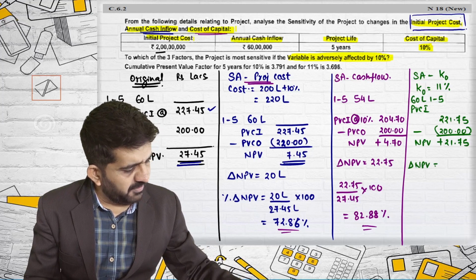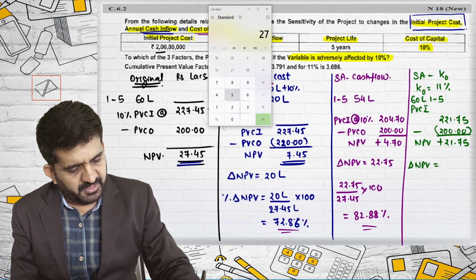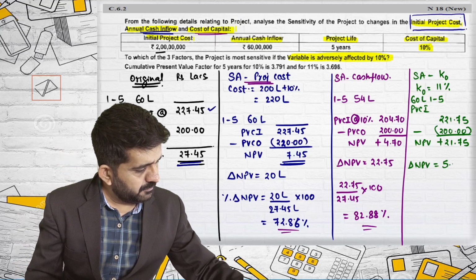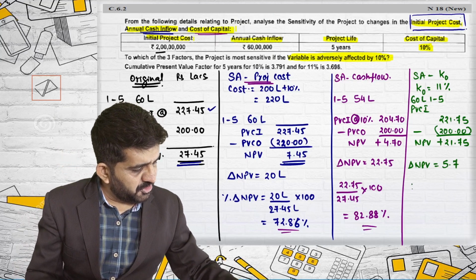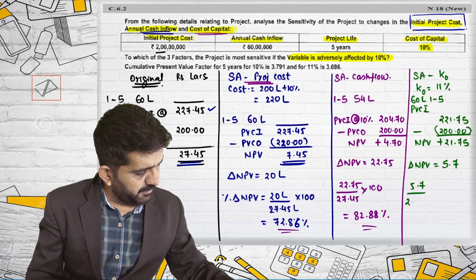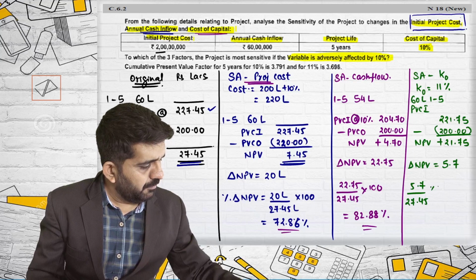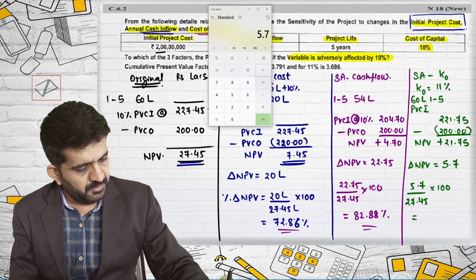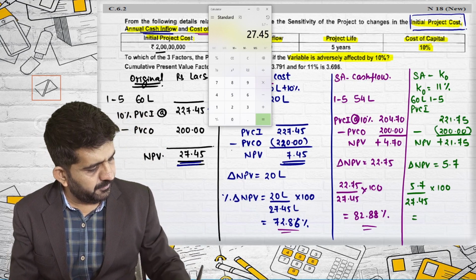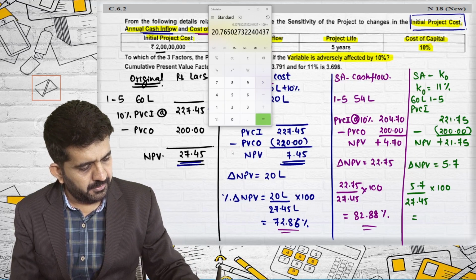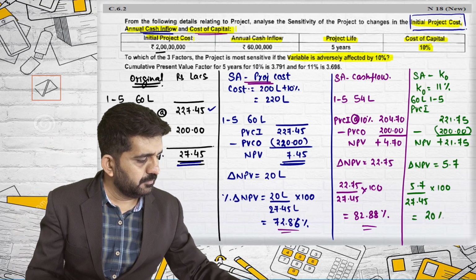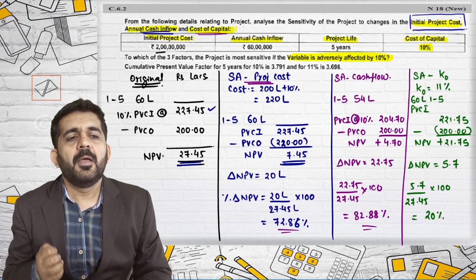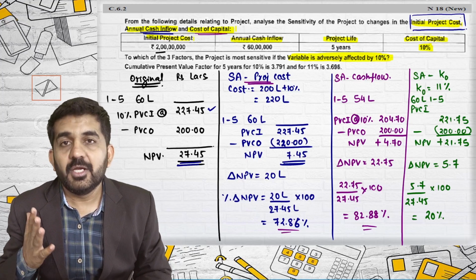What is the change in NPV? 27.45 minus 21.75, 5.7. Percentage change in NPV is 5.7 divided by 27.45 multiplied by 100, which is only 20%. So if my cost of capital increases by 10%, my NPV will decrease only by 20%.